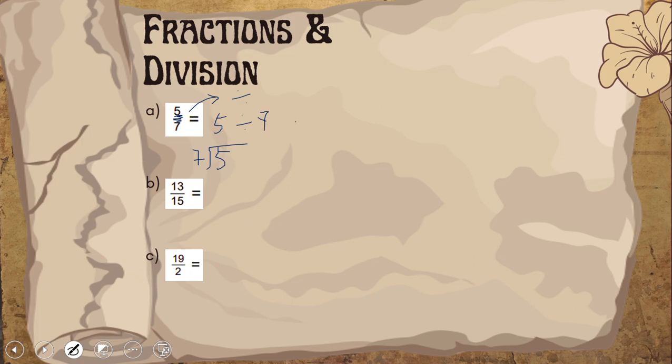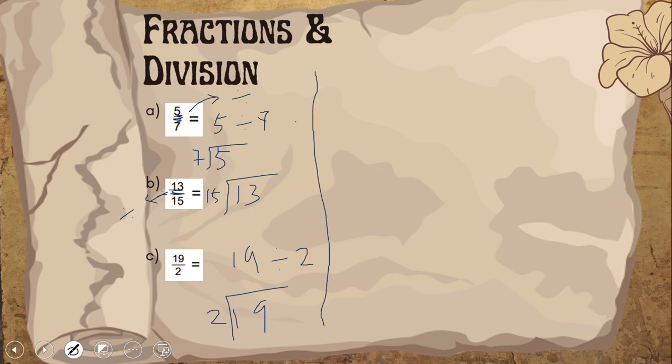Alright, so now for 13 over 15. Remember, over means division. So that means it's 13 divided by 15. So that is the relationship between fractions and division. This over or this per here means it's division. So 19 over 2 means that it's 19 divided by 2.